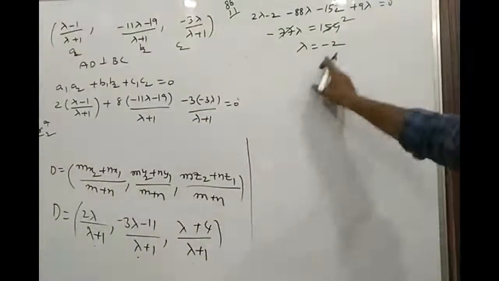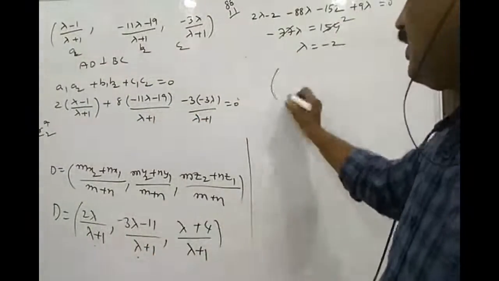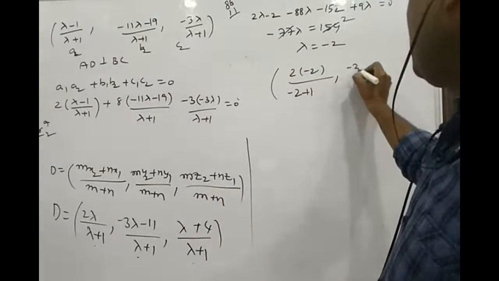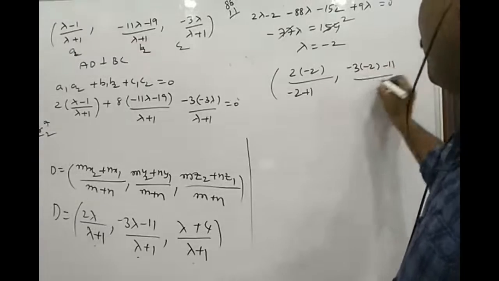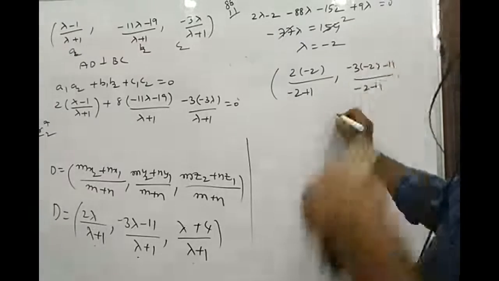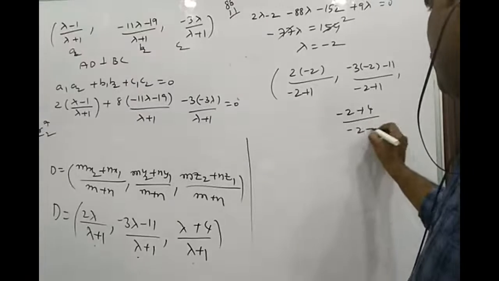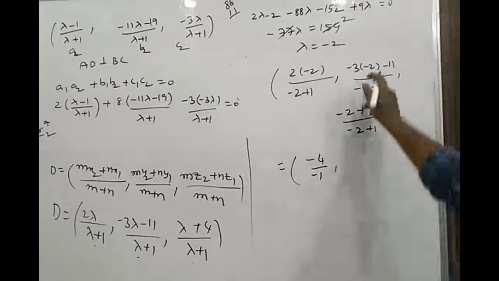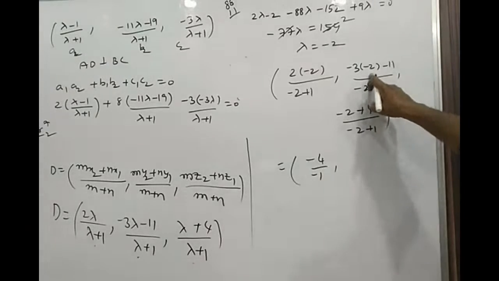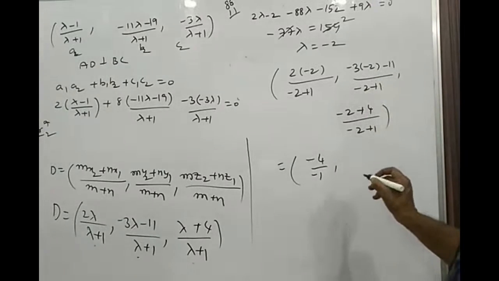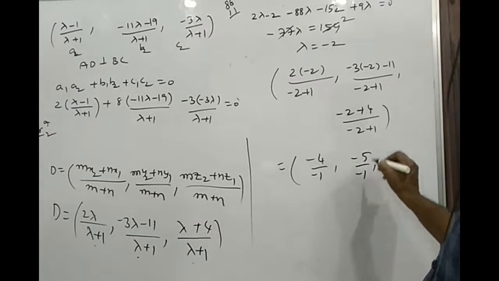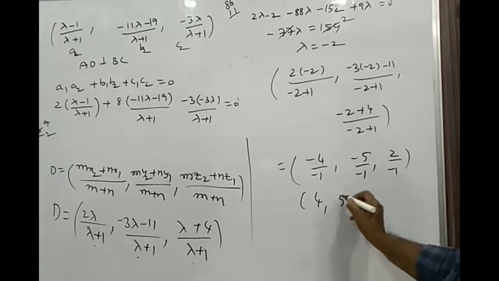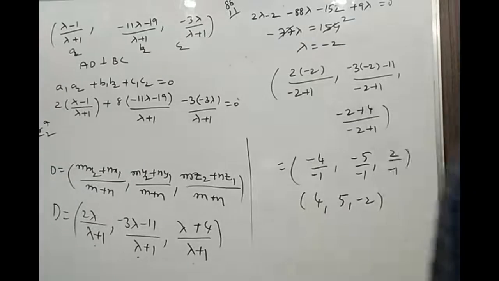Friends, substitute lambda equals minus 2. x: 2 into minus 2 by (minus 2 plus 1) is minus 4 by minus 1, which is 4. y: (minus 3 into minus 2 minus 11) by (minus 2 plus 1) is (6 minus 11) by minus 1, which is minus 5 by minus 1, so 5. z: (minus 2 plus 4) by minus 1, which is minus 2. Answer: D is (4, 5, minus 2).